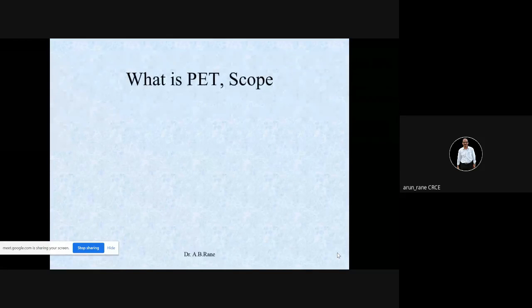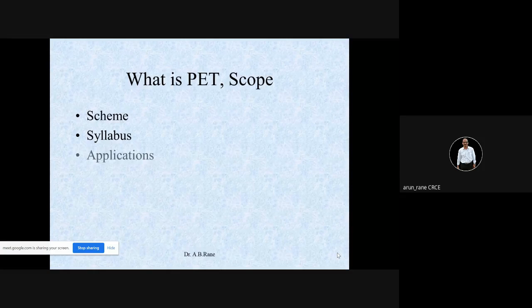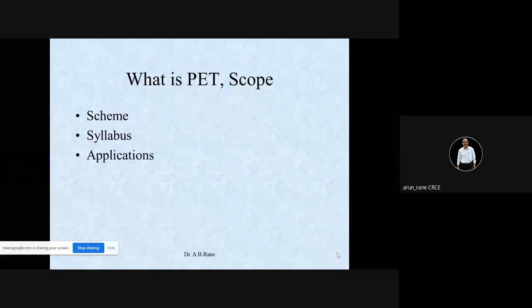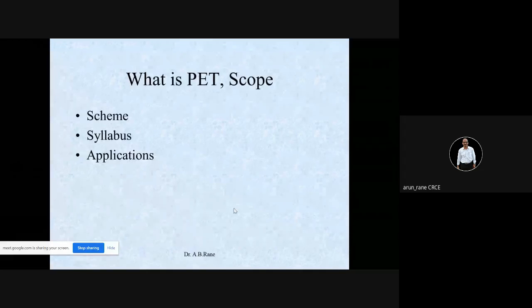So what is process engineering and tooling, and what is its scope? The scheme I have explained. Then the syllabus also I have explained. Then applications, that is, why to study process engineering and tooling.